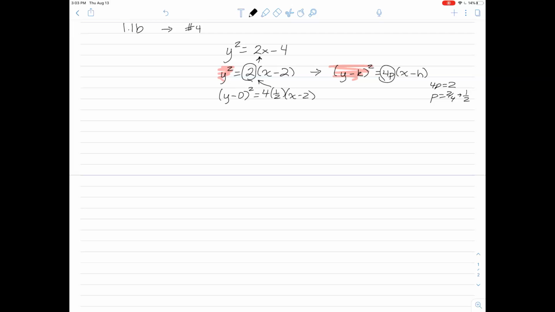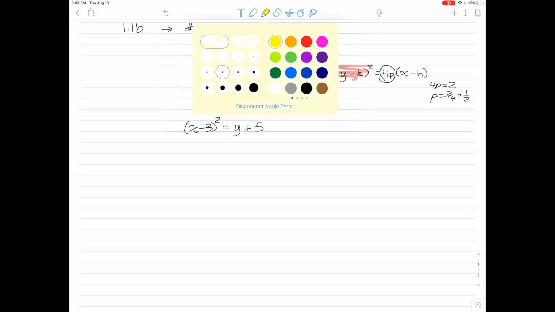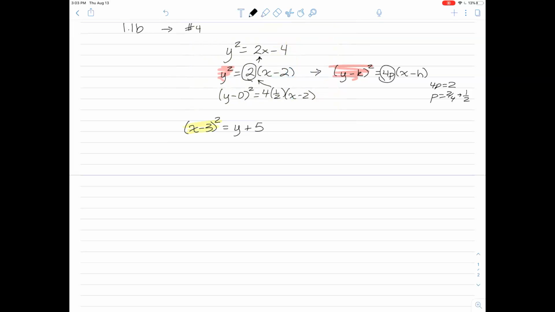Okay, the other situation that I'm concerned that you're going to struggle with is this. Let's say you get to the point where you have x minus 3 quantity squared equals y plus 5. And you're like, great. So I have the left-hand side of my equation looks really good, right? It's x minus h quantity squared. It's good. But on the right side, it needs to say 4p times y minus k. Well, the problem is there's no 4 over here.